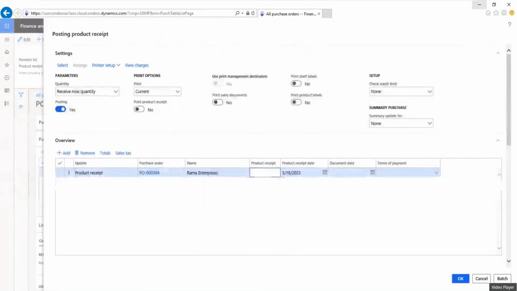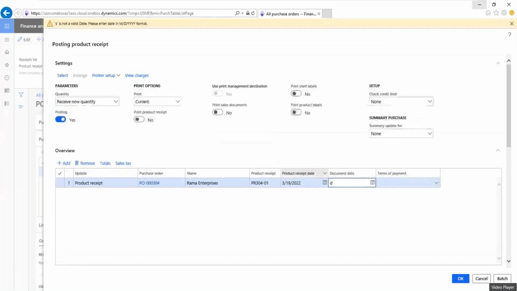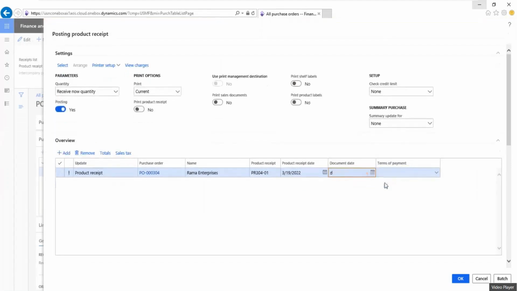So I'm entering the product receipt number. As I told you, this is the most important number. The vendor dispatch document number, whatever it is there, you need to enter, and the date. Okay, here, remember in this you need to select order quantity.